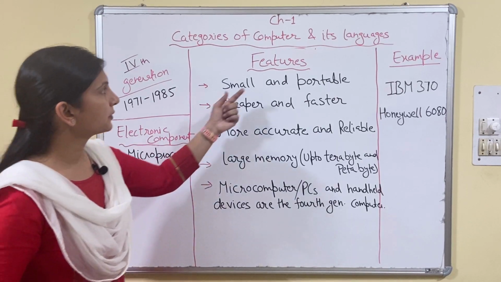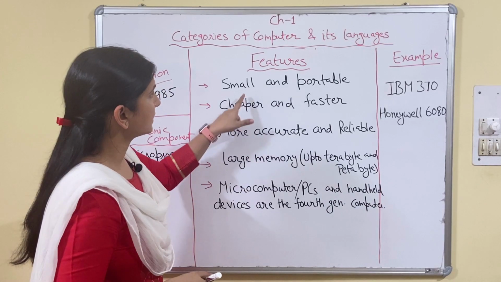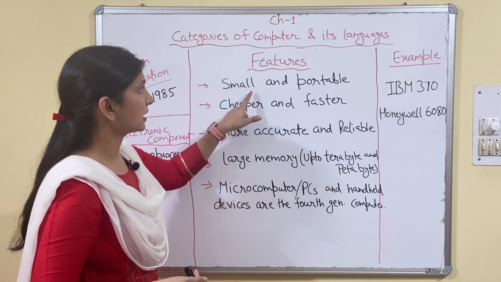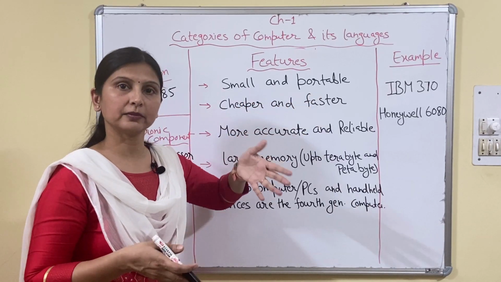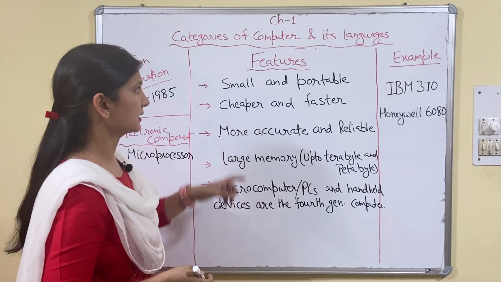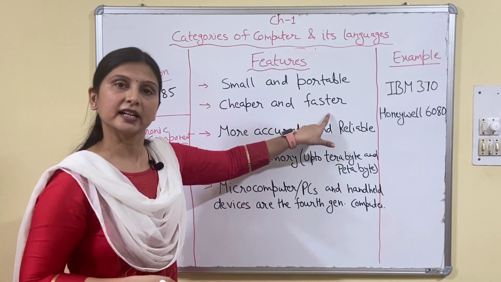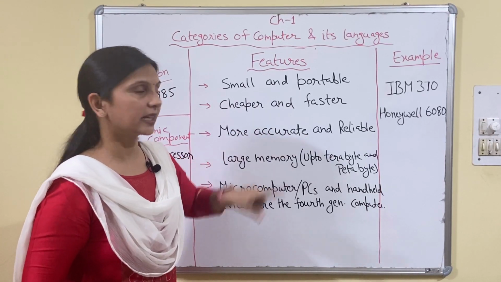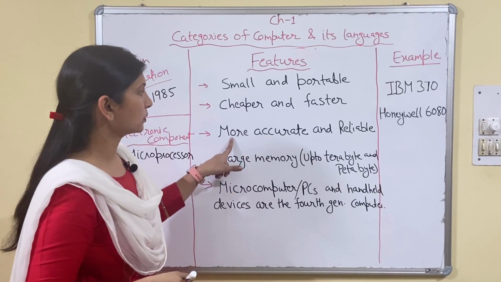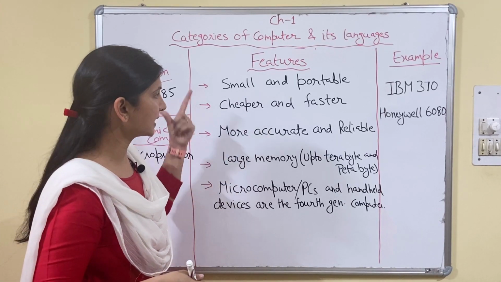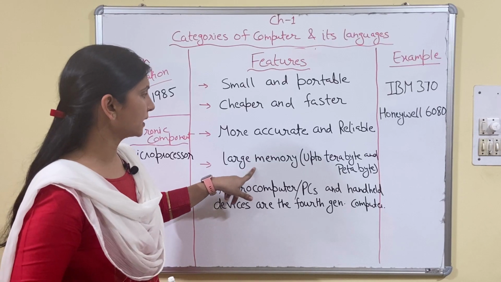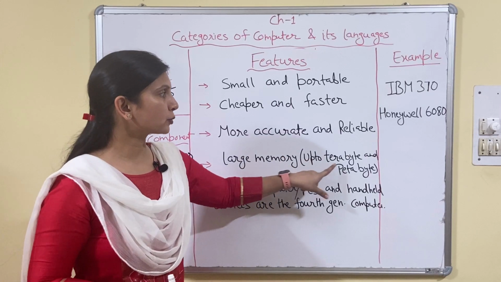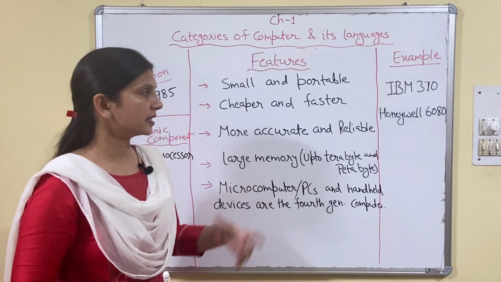Now coming to the features. Features are small and portable. So fourth generation computers are small and portable. Portable means which can be carried from one place to another. Cheaper and faster as compared to the third generation computer. More accurate and reliable. Accuracy wise, these are better than the third generation computer, giving better results. Large memory up to terabyte and petabyte. These are the storage units.